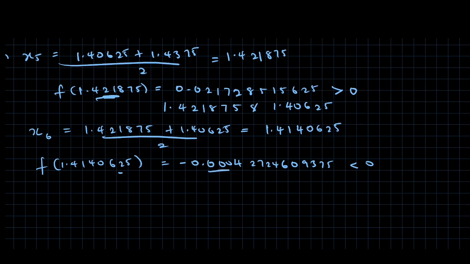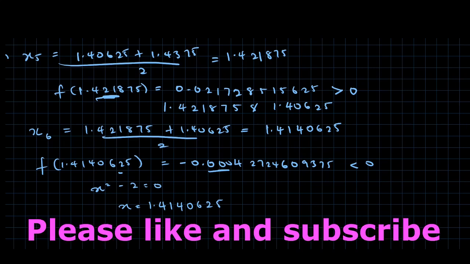So we can stop at this point and say that the root of our equation x squared minus 2 equals 0 is 1.414065. And yes, actually, if you do check it, the root of this is actually root 2, which is 1.4142. So it's off by a little bit, but you get the point.